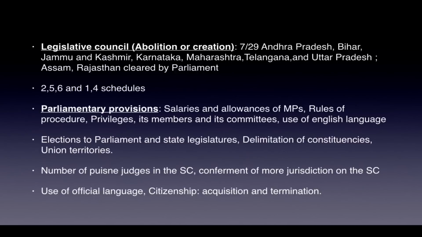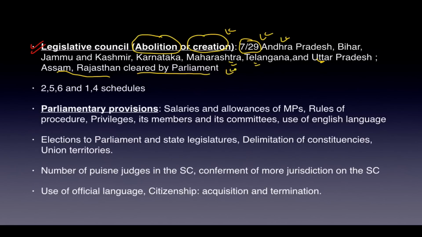Other cases include whenever you are talking about the legislative council, either its abolition or creation. So in 7 out of 29 states we have it. They include Andhra Pradesh, Bihar, J&K, Karnataka, Maharashtra, Telangana and Uttar Pradesh. They are big states. All are very big states. Assam and Rajasthan have been cleared by parliament, and the states may or may not appoint it depending on their mood. Then Schedule 2, 5 and 6. Schedule 2 deals with salary, emoluments, etc. 5 and 6 deal with the administration of tribal areas.